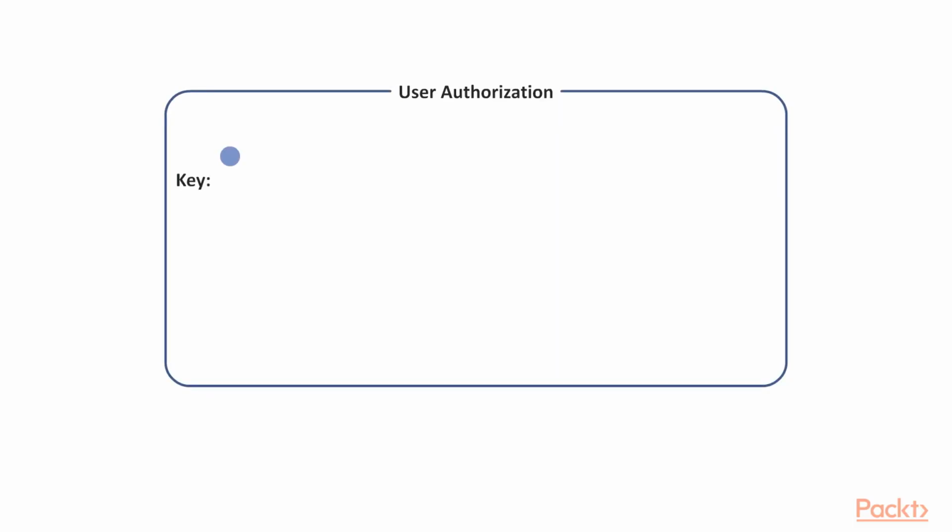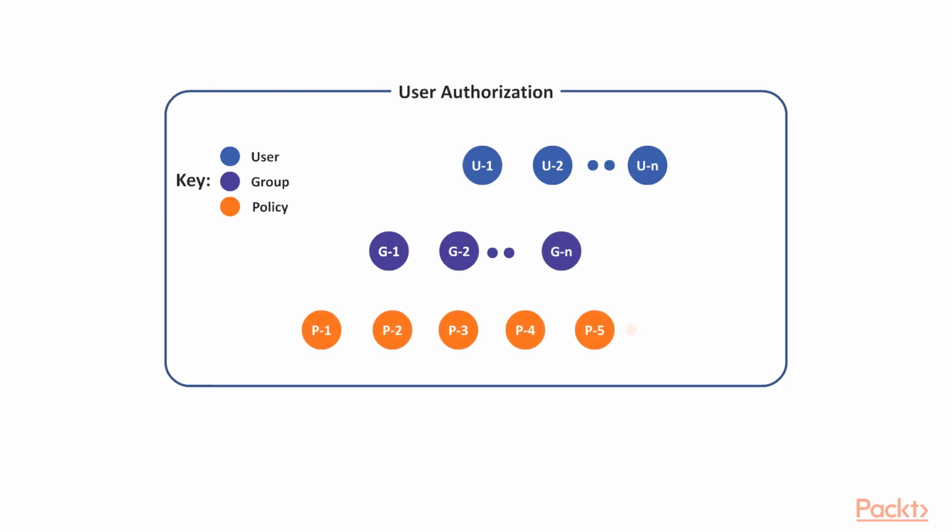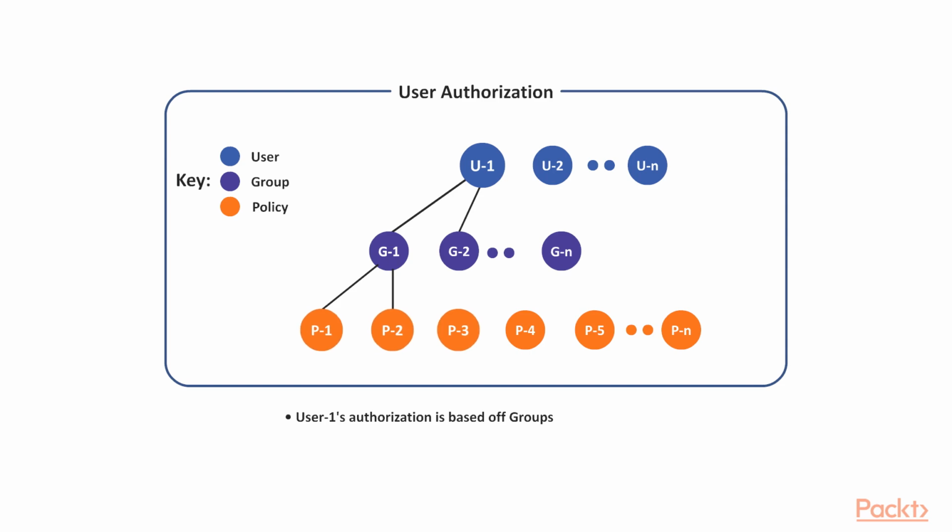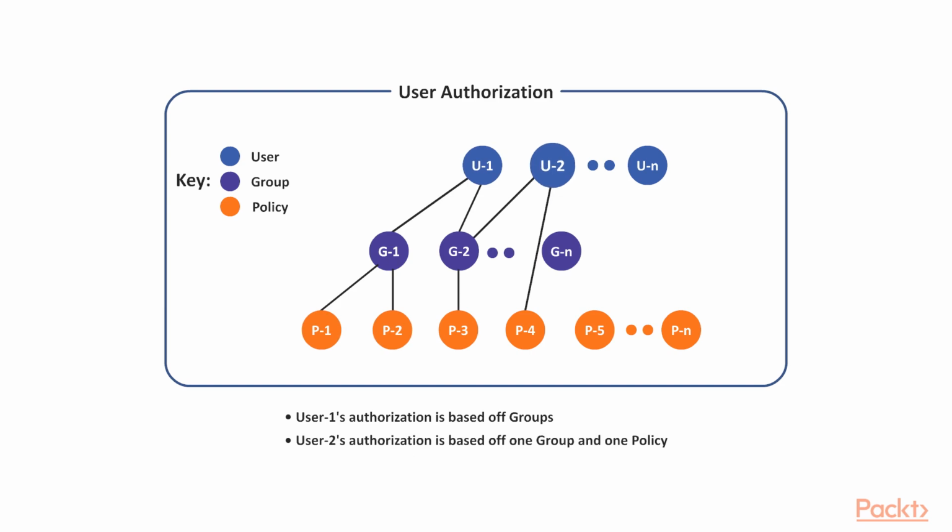This diagram shows the relationships between users, groups, and policies. In this example, you can see user 1's authorization is based off two groups. In turn, those two groups are authorized based off three separate policies. In other words, user 1 is authorized based off three policies. You can also see user 2, who is authorized based off one group and one policy. It turns out that group is shared between user 2 and user 1, and that group only has one policy associated with it. Therefore, we can say that user 2's authorization is based off two policies.